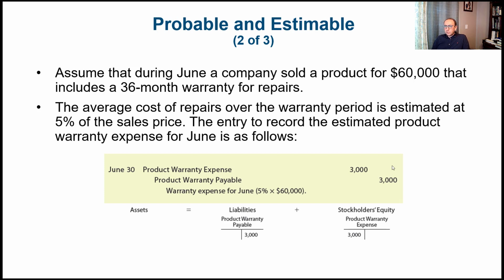So if we look at the journal entry here on June 30th, we debited product warranty expense, which is an expense that we estimate as 5% of the $60,000, and then we credit product warranty payable. Why is it payable? Because we haven't used it yet. We are just expecting to pay it if anything goes wrong. The expense is going to be recorded in the income statement. The product warranty payable is recorded on the balance sheet, and it's a liability. We're going to take advantage of it if something goes wrong.